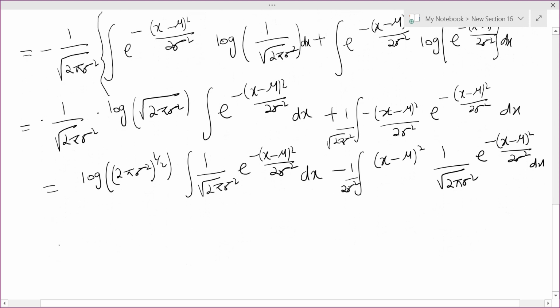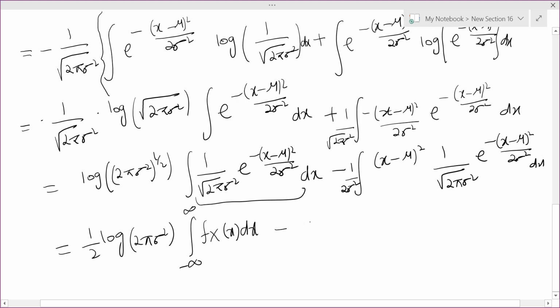Now look at this carefully. So first of all, log of a to the power n is n log a, so half log of 2 pi sigma square. This I can write again as fx of x dx, right?